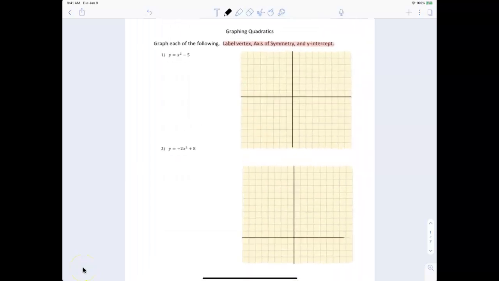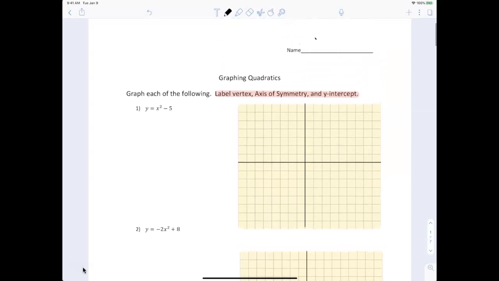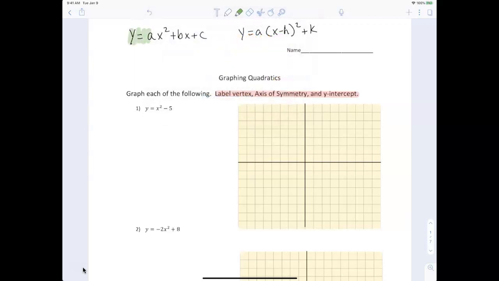Okay guys, today I want to talk to you now about graphing a quadratic in standard form, not vertex form. Standard form will be something like this: y equals ax squared plus bx plus c. That's considered standard form. Remember, vertex form was y equals a times (x minus h) squared plus k. Now, again, most of the time all of the quadratics will be written in this format.